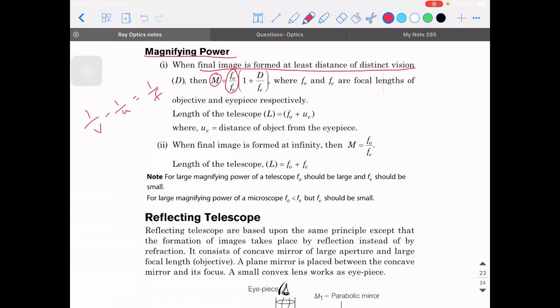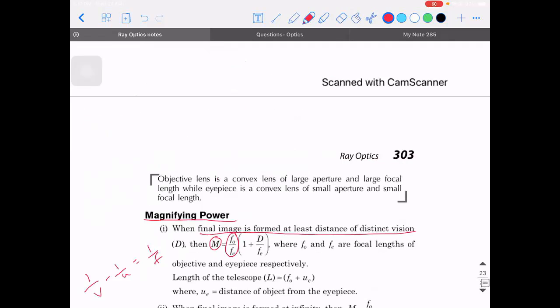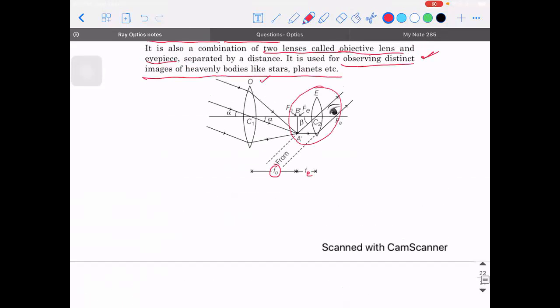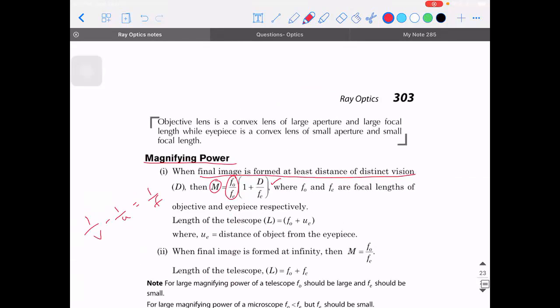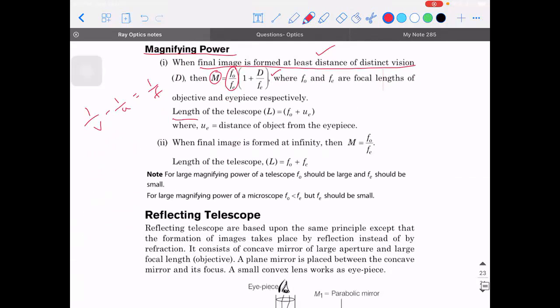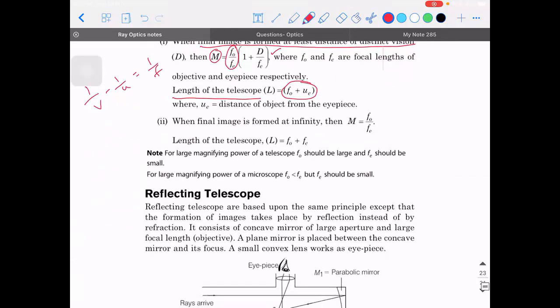Similarly, the second lens will be a simple microscope, so its magnification is 1 plus d by fe. So f naught divided by fe into 1 plus d by fe is the magnifying power of the telescope when the image is formed at the least distance of distinct vision. The length of the telescope is the focal length of the objective plus the object distance with respect to the eyepiece.